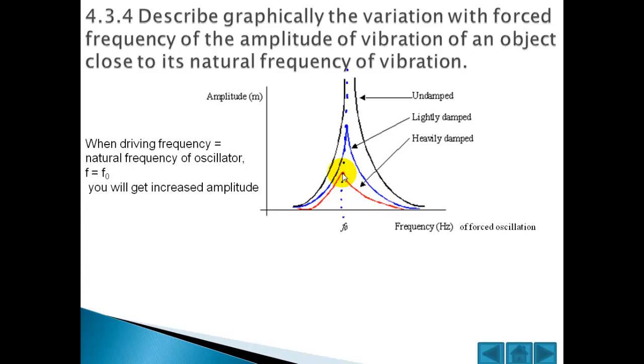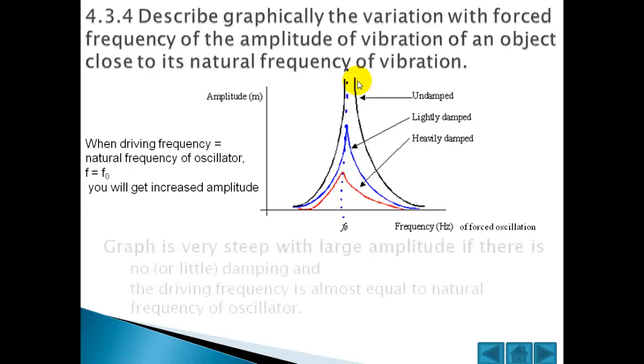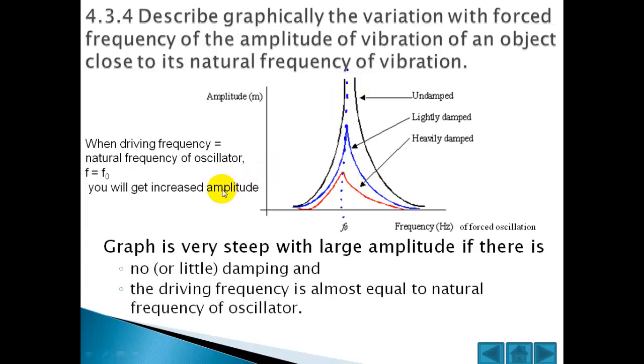If we take an example of a spring or swing or whatever, which is lightly damped, the amplitude is going to be even greater. If it's undamped, the amplitude will be so great it will often result in the destruction of the oscillator. So the graph is very steep with a large amplitude if there is no or little damping, and the driving frequency is almost or equal to the natural frequency of the oscillator.